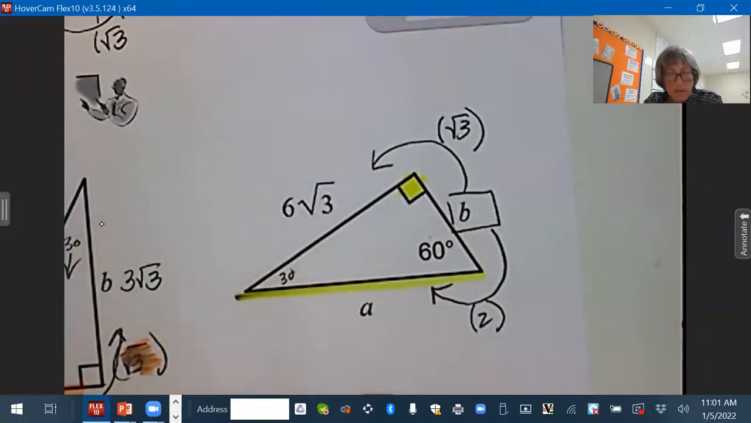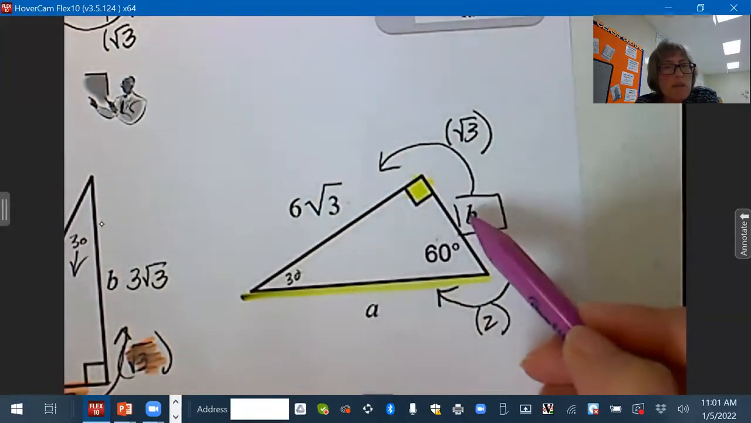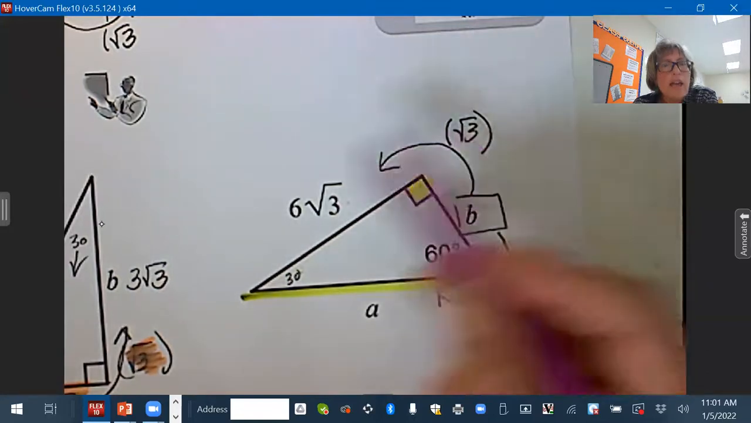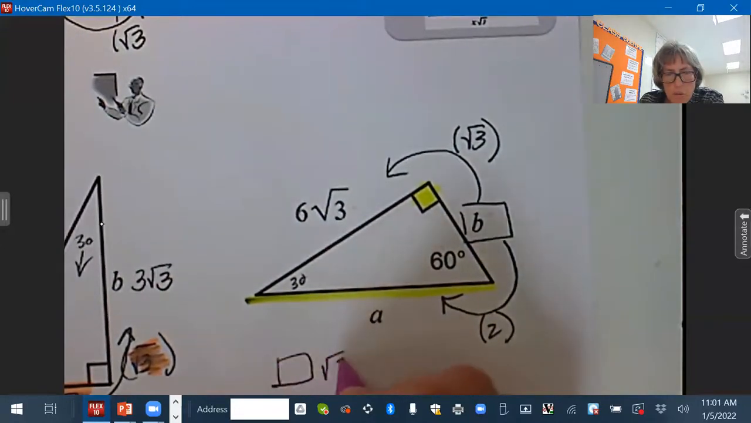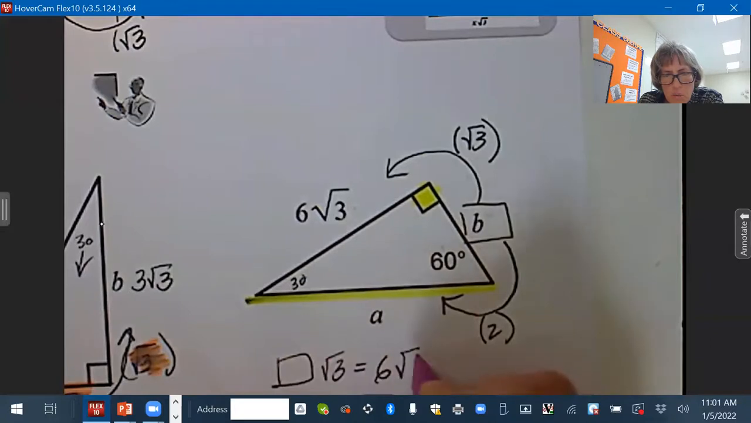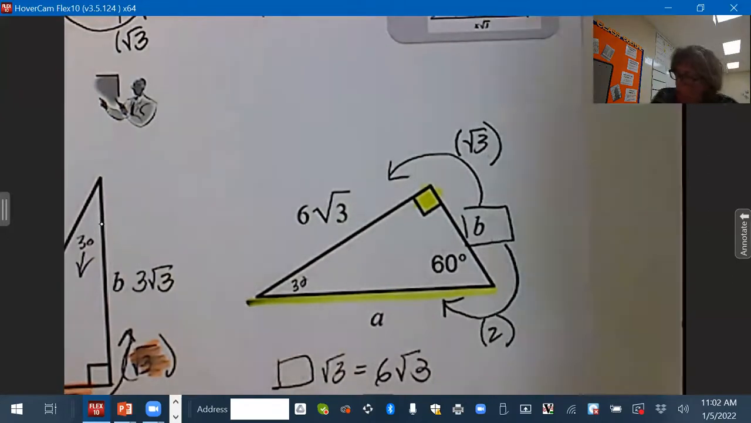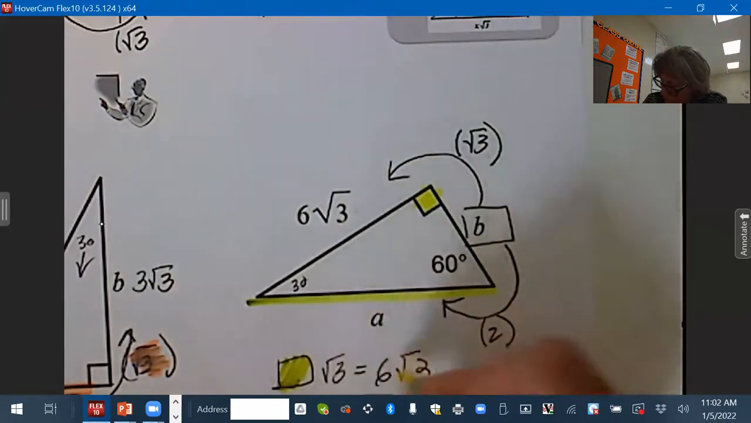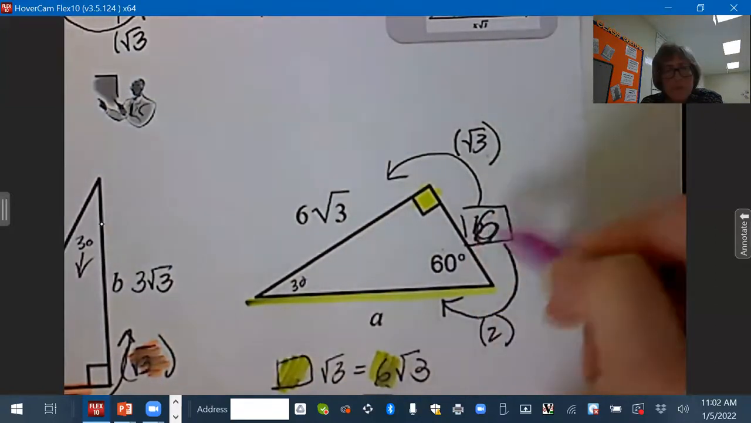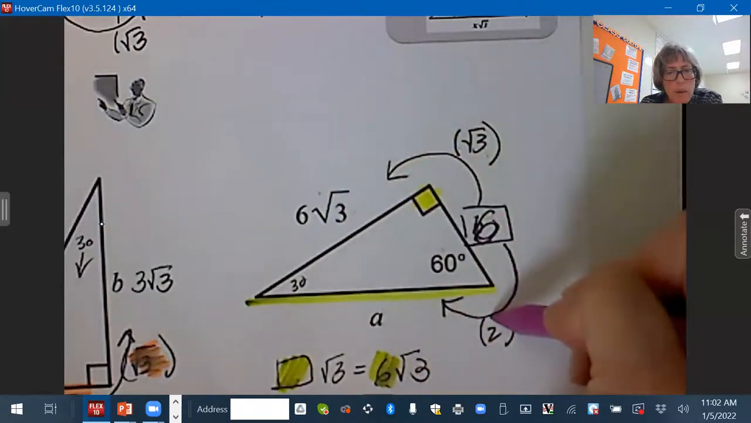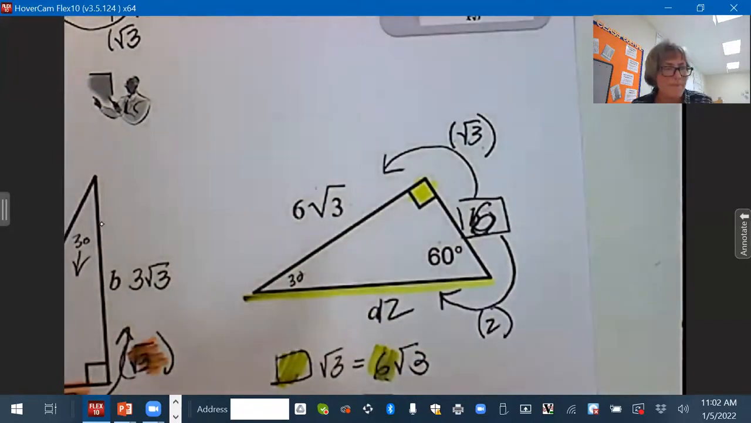Now this one, you aren't given the short leg. You have to kind of work backwards. So it reads like this. Something times root 3 is 6 root 3. Let's bring it down here. Something times root 3 is 6 root 3. Guess what the something is? 6. Ta-da! 6 times root 3 is 6 root 3. Then you times by 2 to go to the hypo, 12. That's all, folks.